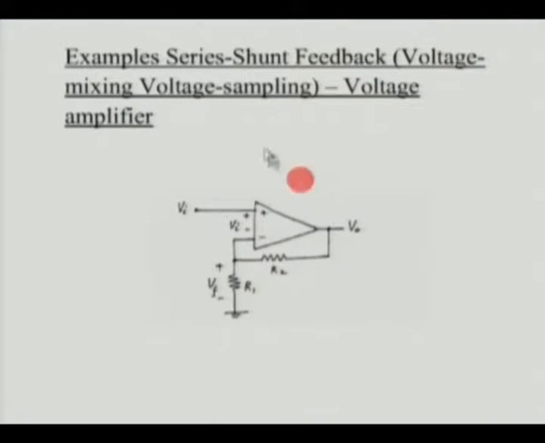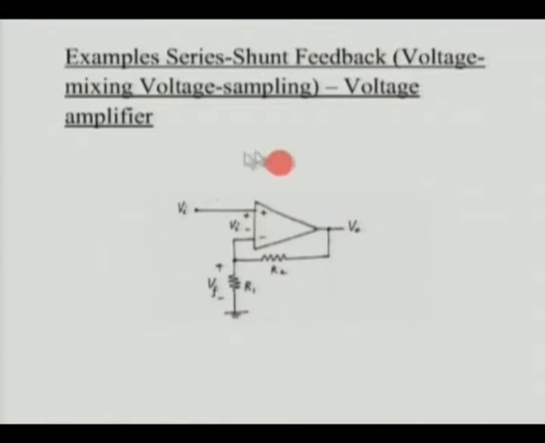We said in the case of series-shunt feedback, or voltage mixing, voltage sampling feedback, the input resistance increases, and intuitively we could see that here there is no other resistance connected to ground or anything here. So intuitively we can see that the voltage which is fed back will decrease this Vi, will try to reduce it. So effectively the current flowing into the amplifier gets reduced drastically, and because of the shunt connection here, the output resistance would decrease drastically, and that again would make it go towards the ideal situation.